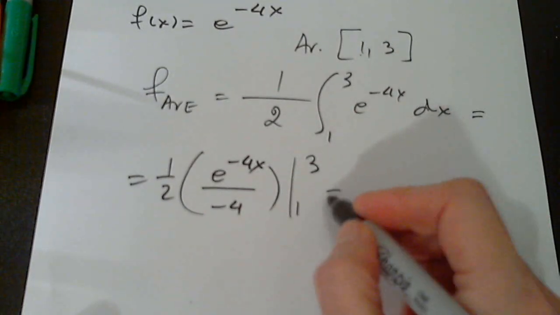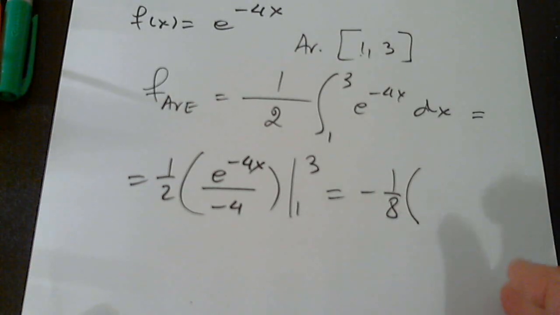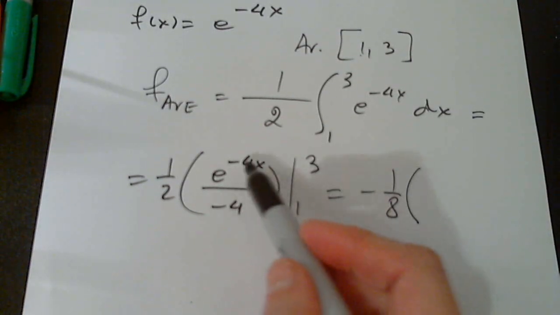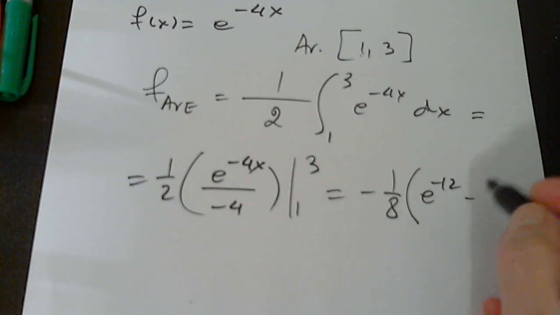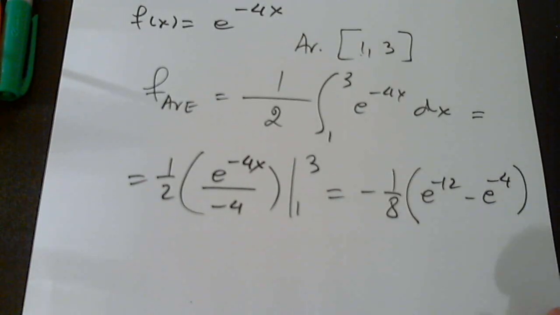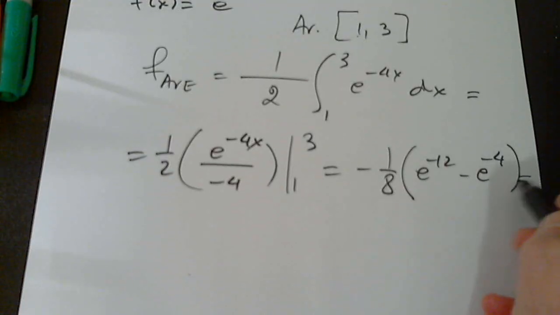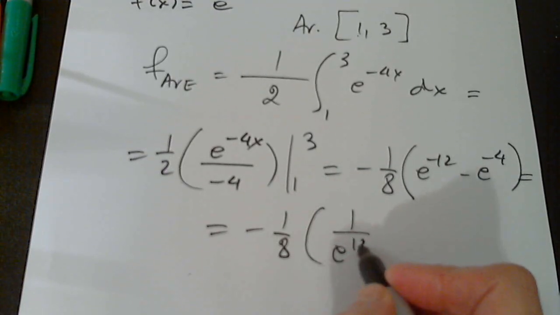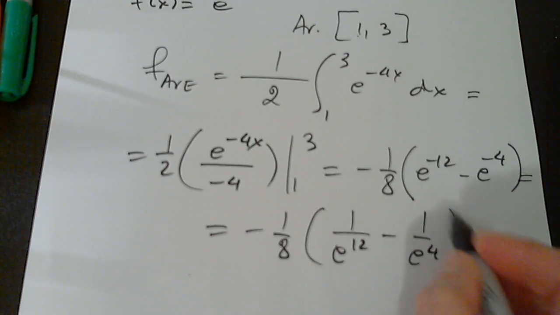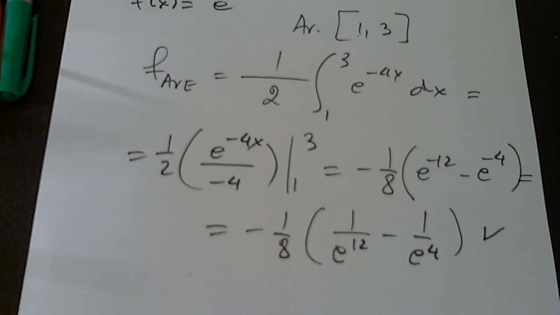Of course, I will simplify by writing this, and then I will plug in 3, e to negative 12, minus, when I plug in 1, e to negative 4. You can change it, but don't do anything else, as 1 over e to the 12 minus 1 over e to the 4. That's good enough. And that was the average value of a function.